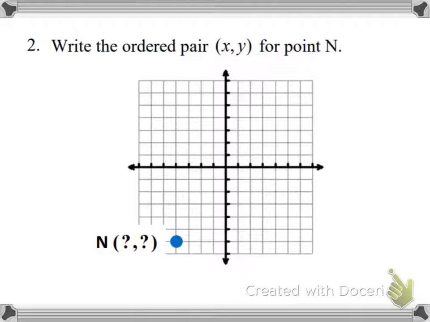Okay, so let's do this problem. Again, we always start at the origin, and this time we're going to have to move left to get to this point. If we count, we have 1, 2, 3, 4 spaces that we're moving left, so our x value is negative 4. Then we have to move down 1, 2, 3, 4, 5, 6 units to get to this point. So that means that our x value is negative 4 and our y value is negative 6. So the ordered pair associated with the point N is (-4, -6).